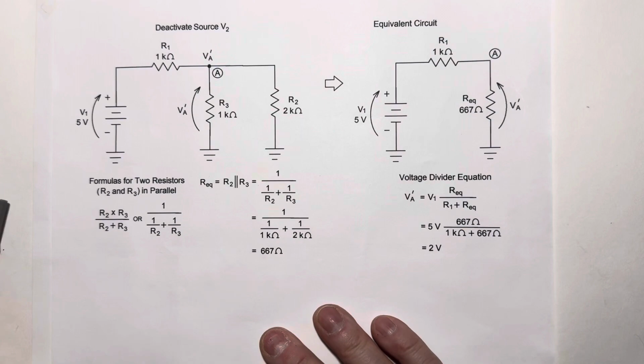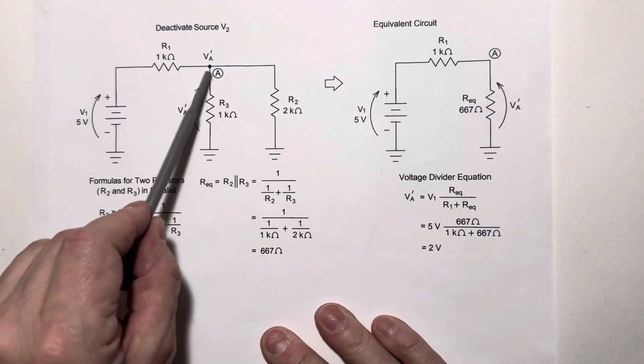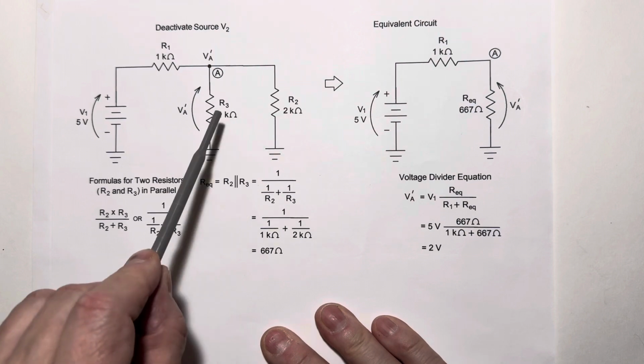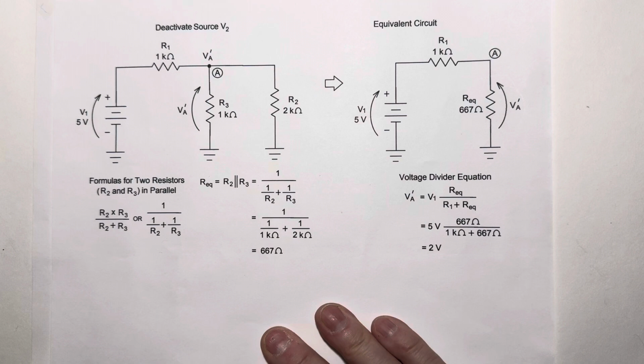All right, again, deactivating source V2 allows us to draw this 2K in parallel with the 1K, R2 in parallel with R3. Now, we have 2 different formulas we can use to calculate the equivalent resistance of these 2 in parallel. We can use the product over the sum or the reciprocal of the sum of the reciprocals. Personally, I like this version better, but you can use either one.